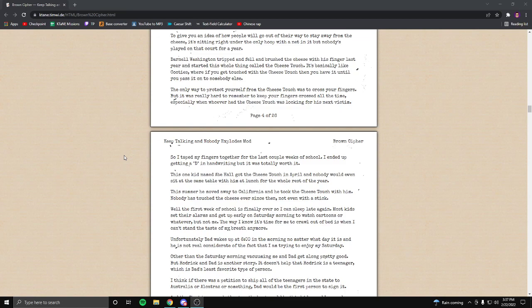This one kid named Abe Hall got the cheese touch in April, and nobody would even sit at the same table with him at lunch for the whole rest of the year. This summer, he moved away to California, and he took the cheese touch with him. Nobody has touched the cheese ever since then, not even with a stick.